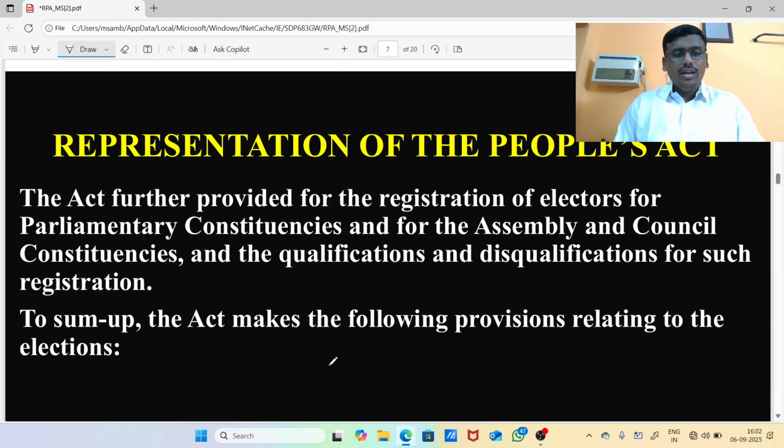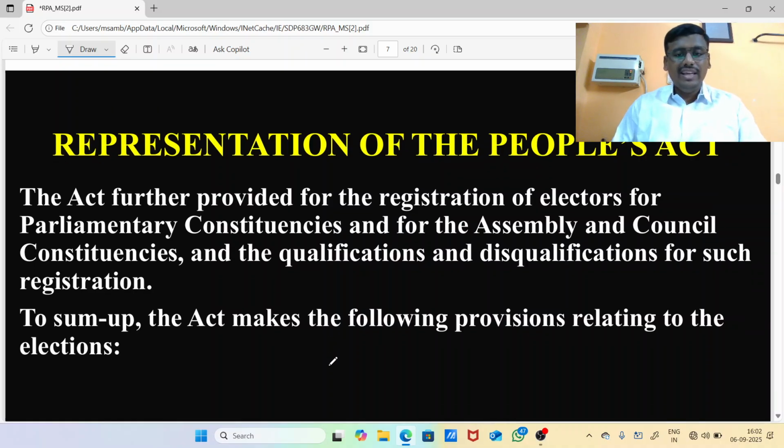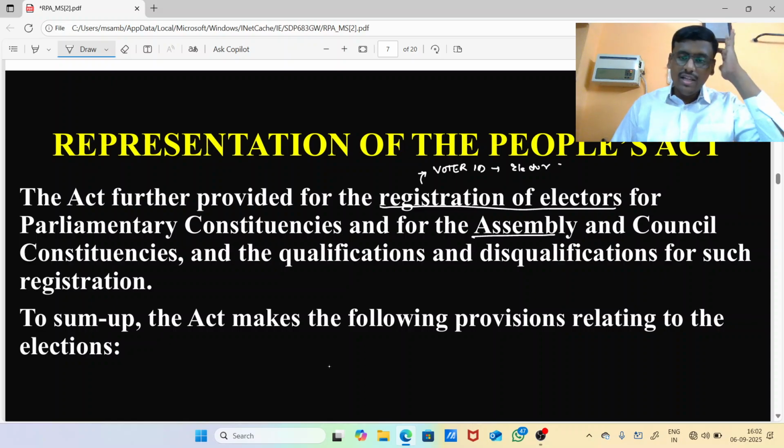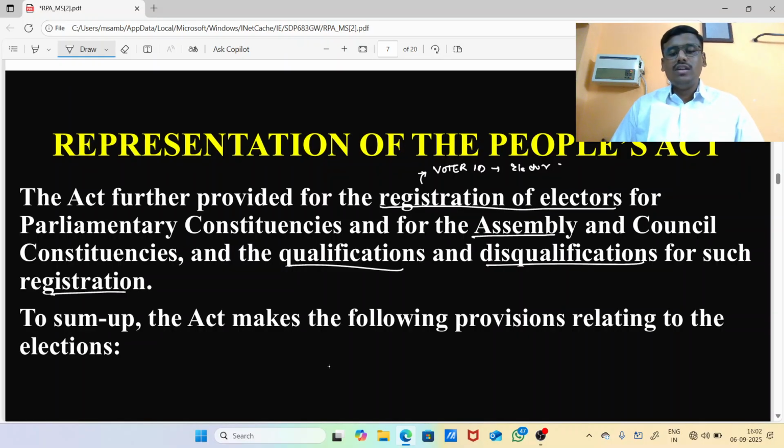And then this Act further provides for the registration of electors for parliamentary constituencies. It enables the registration of voters. If a person is a resident of a constituency, he can apply for a voter ID and register himself as an elector. The same applies for assembly as well as council constituencies. The qualification and disqualification for such registrations are also given here.